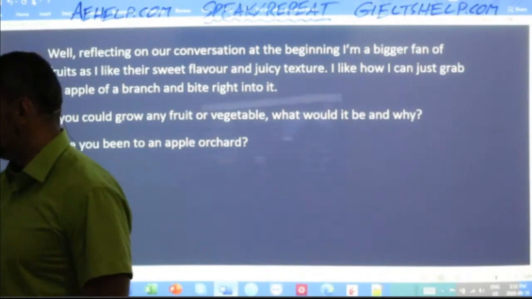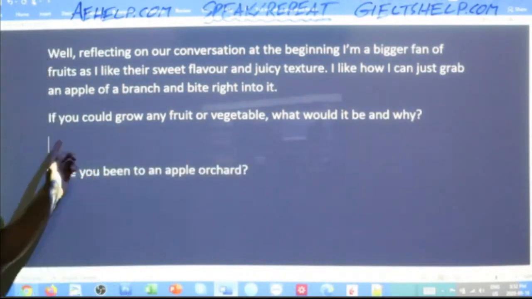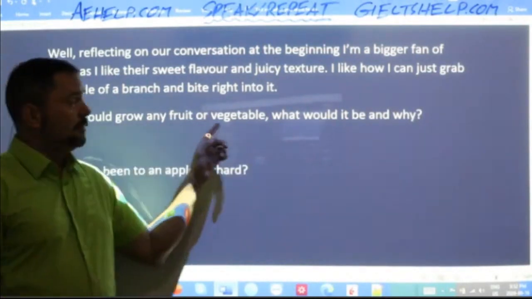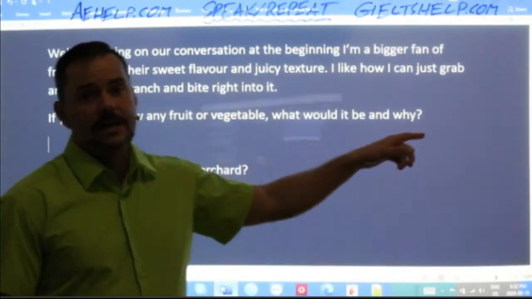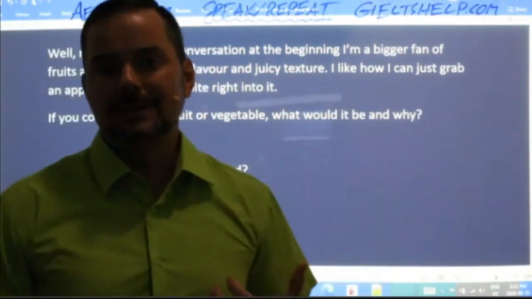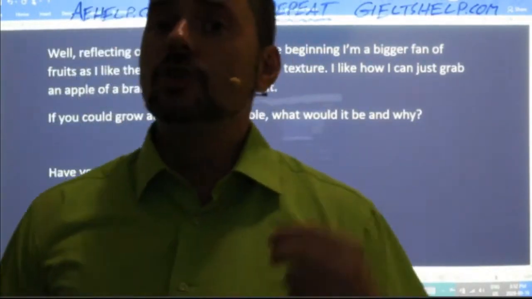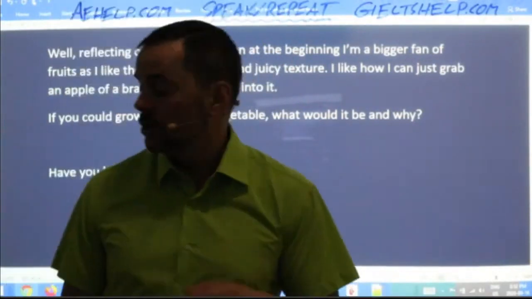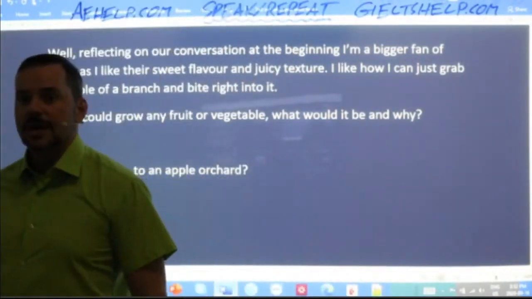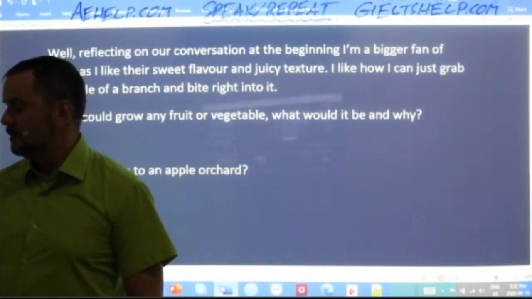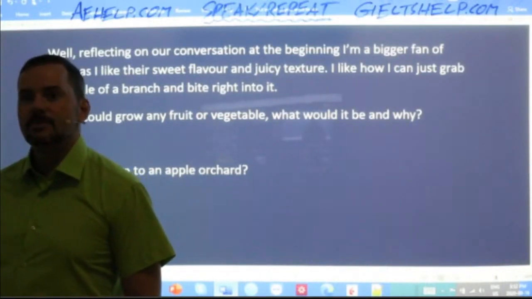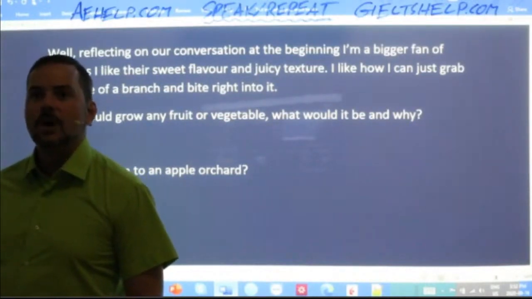Let's do this. Here we go. If you could grow any fruit or vegetable, what would it be and why? Now, notice how this is getting more complex. It's a conditional. Use the question in your answer. Use the condition when you're answering, okay? So if you could grow any fruit or vegetable, what would it be and why? Okay.